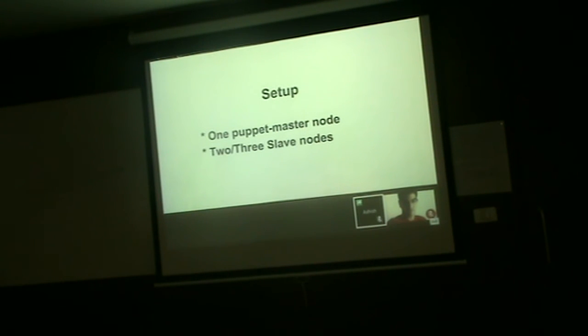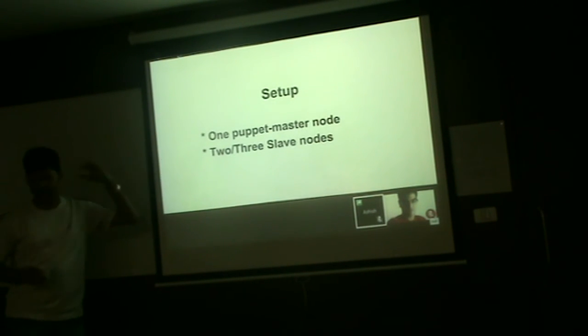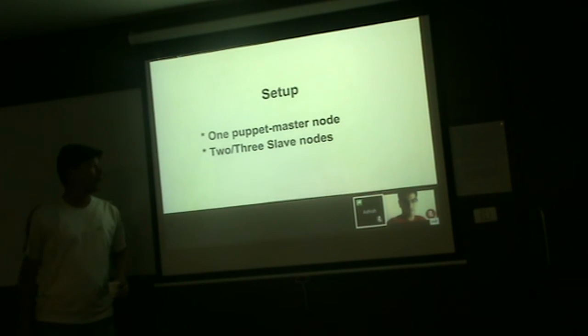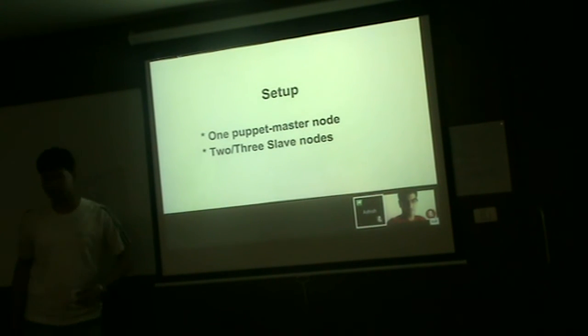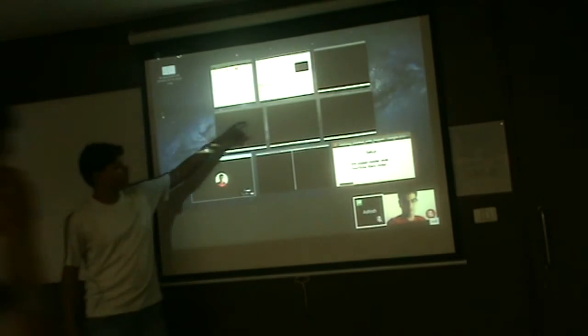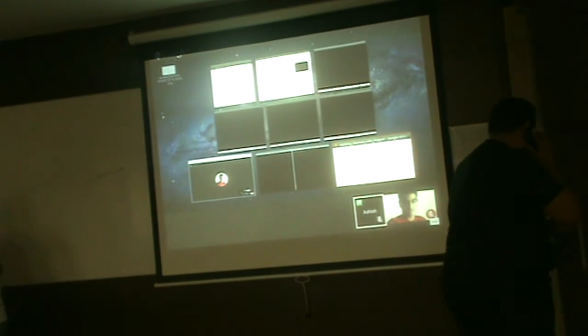Okay, so fine. What are the things that we require? One Puppet master node and 2 or 3 slave nodes, as many as you want. Or if you want to just try it on a single node, that's fine, no issues. We're going to see first how to do it on a single node, and the next part will be the master slave configuration. I had some VMs already open, but I'm not doing that.